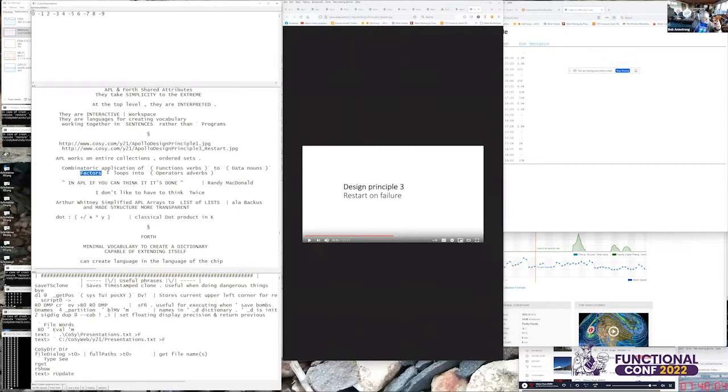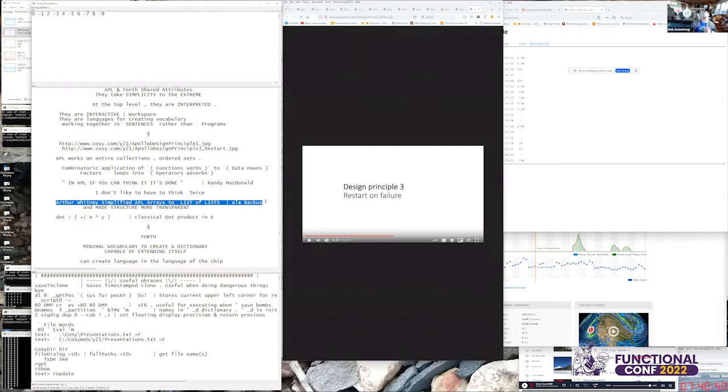APL factors loops, which you see continually, into operators, or what Ken would call adverbs. And an aspect of APL is to have a vocabulary so that if you can think it, it's done. This gives people an extremely powerful replacement for a slide rule, in a sense, except orders of magnitude more powerful. And I don't like to have to think something twice, which is why I'd like to be able to define something.